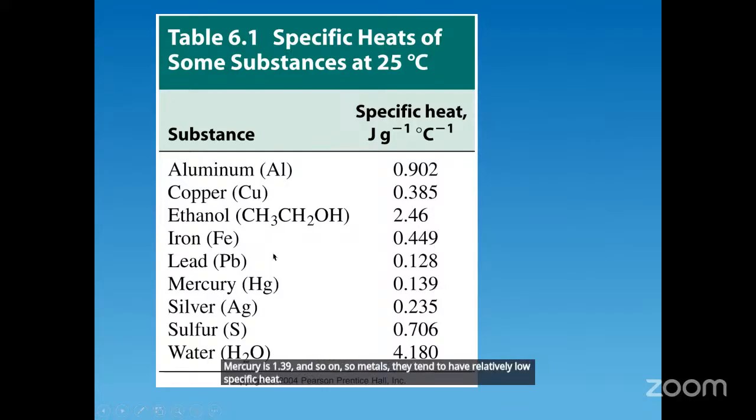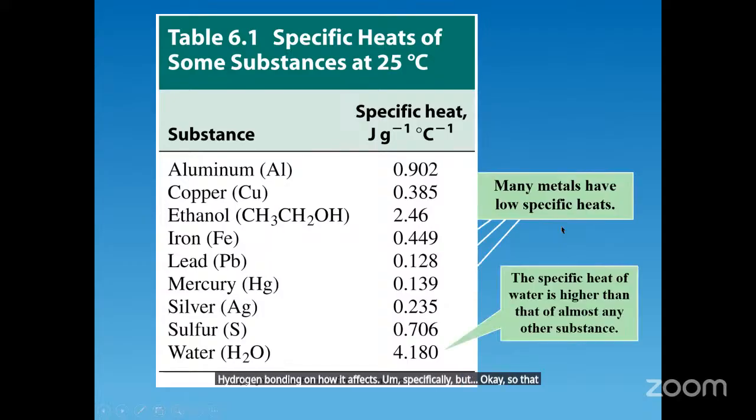Liquids tend to be a bit higher, and when it comes to water, as far as I know, water has the highest value for its specific heat, which is 4.180 joules per gram degree Celsius. And the main reason for that has to do with a phenomenon known as hydrogen bonding, all right? Much later on in this course, we're going to learn about hydrogen bonding and how it affects specific heat value. Okay, so that's basically it as far as specific heat values at 25 degrees Celsius.